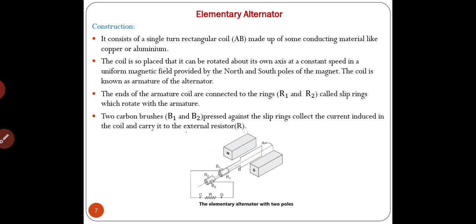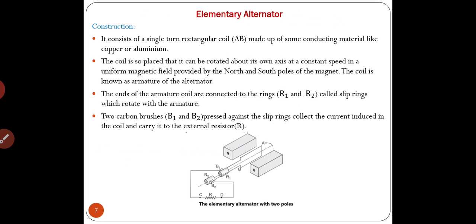So, in the construction of the elementary alternator, there is a coil AB made up of a conducting material, copper or aluminium. The coil is so placed that it can rotate about its own axis, on itself, in a uniform magnetic field provided by the north and south poles of the magnet.